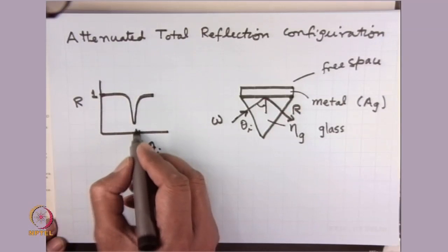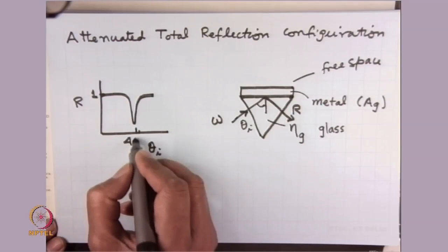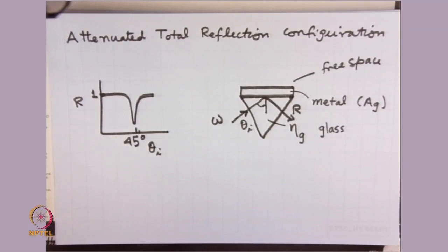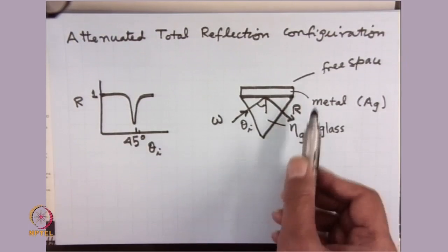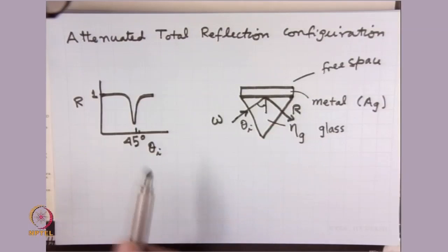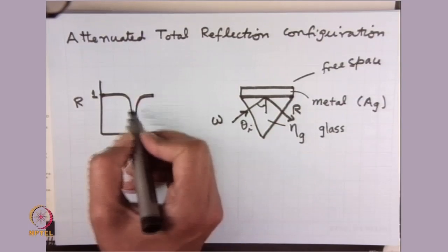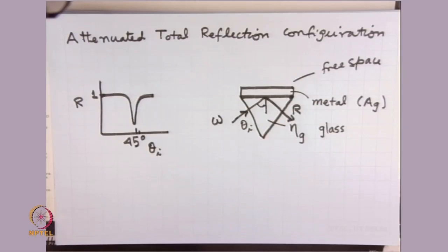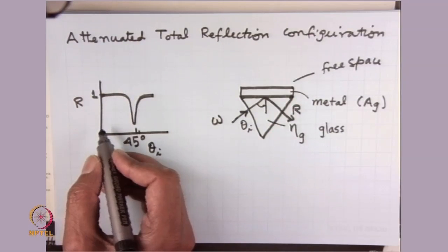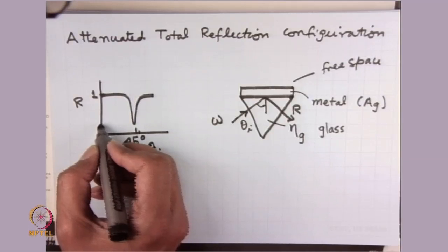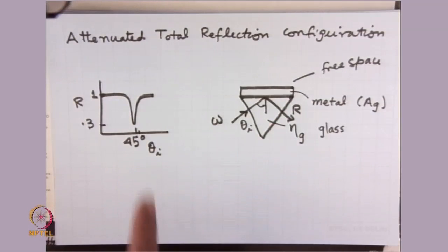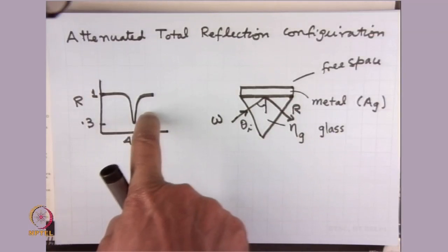At about 45 degrees angle of incidence, well, depending on the material, for gold it is 45 degrees, for silver it is just a few degrees away. But this is very sharp, and this reflectivity reduction could be like 70% reduction or so. So this could be like 0.3. That is something very interesting over here.